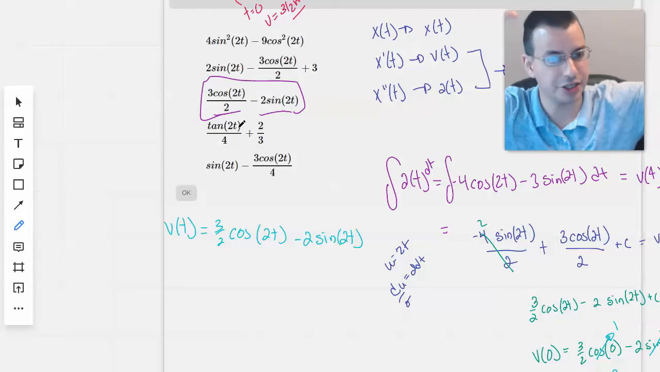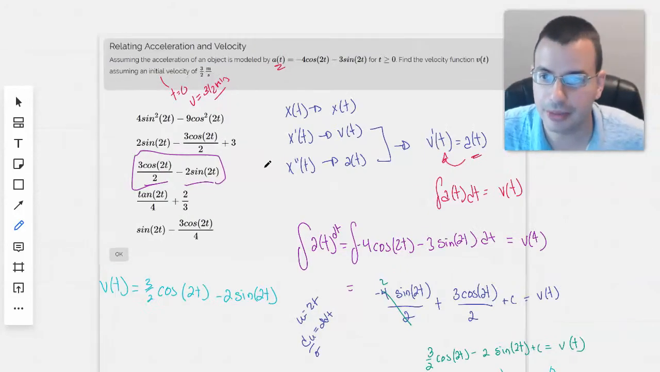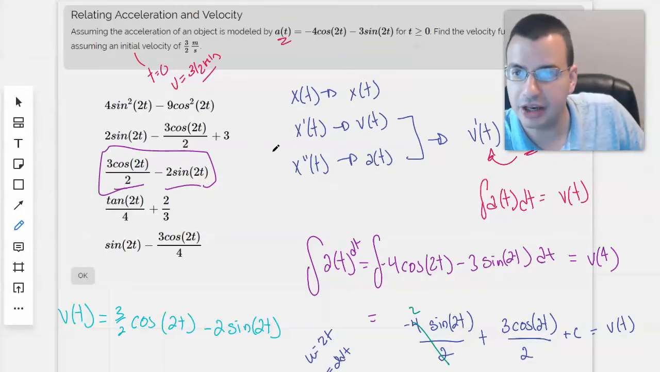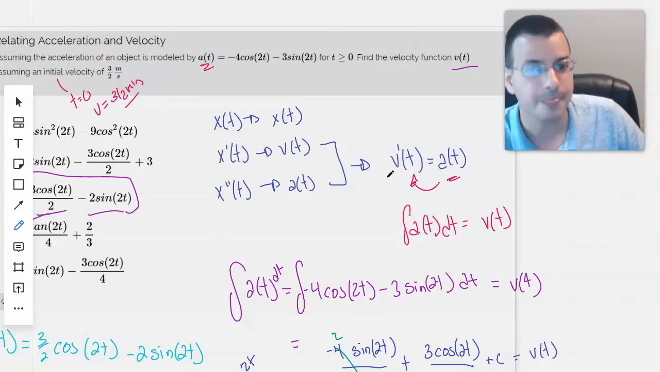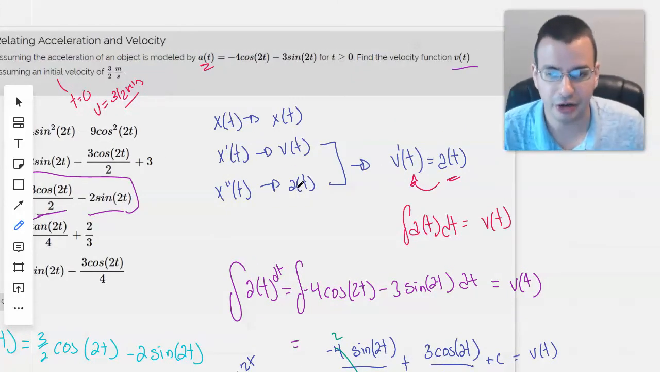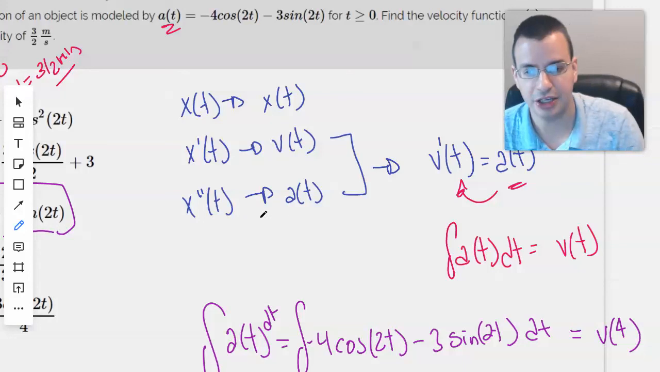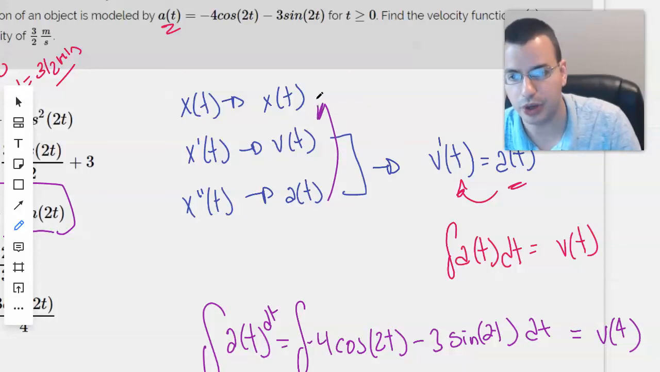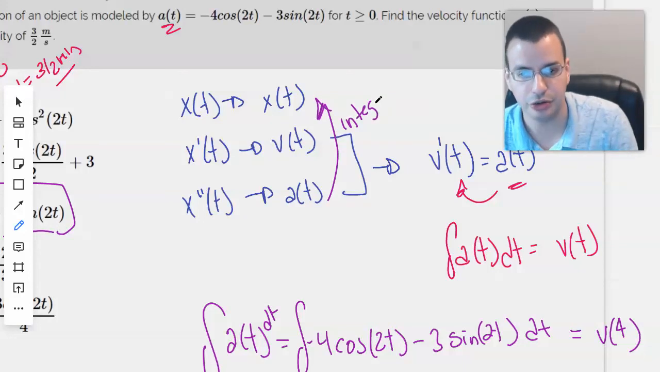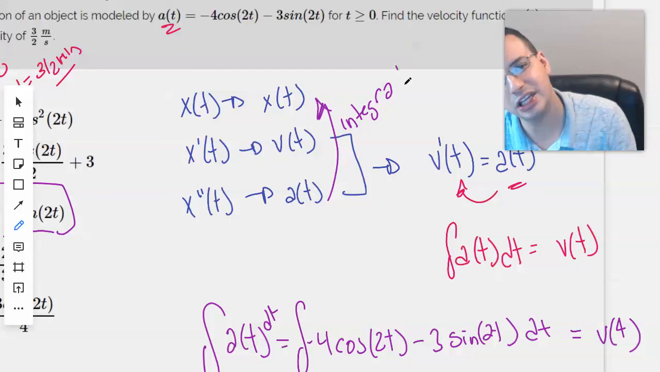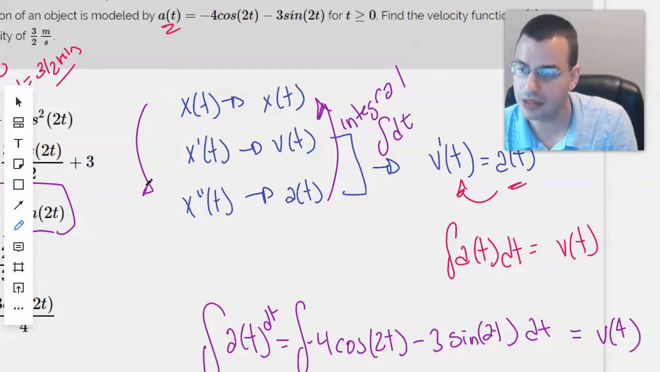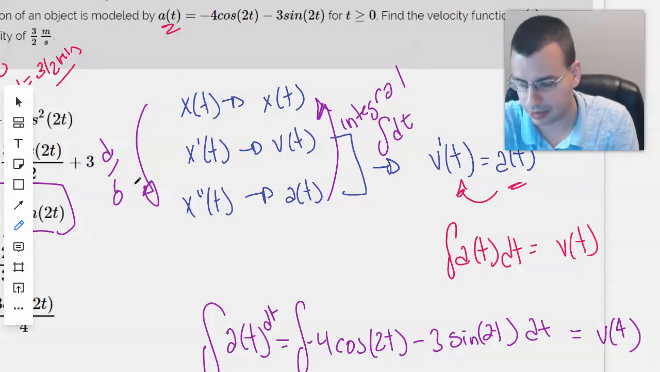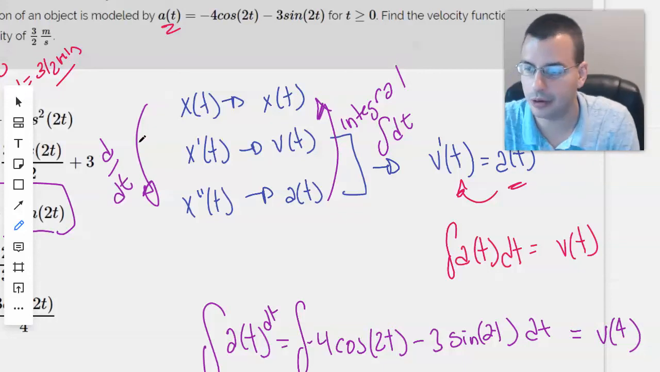Answer. Okay, so looking back at what we did, we were given acceleration and told to find velocity. The way you convert from acceleration to velocity is you take the integral with respect to t. If you want to move the other way, you take the derivative with respect to time.